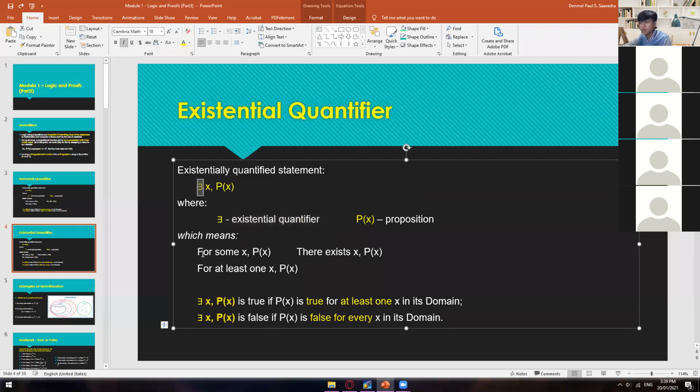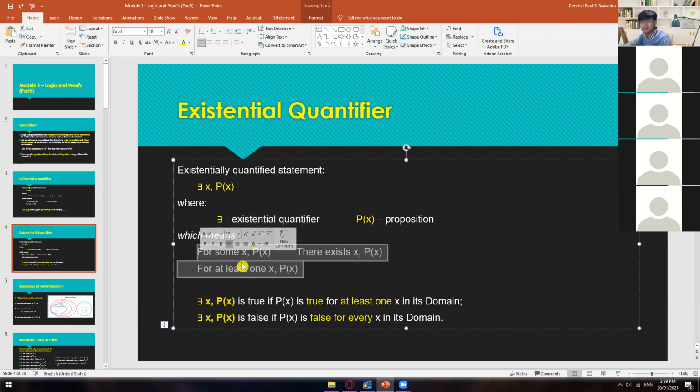So you can read this one as for some X, or for at least one X, or there exists X. All of those three are saying that there should be at least one, or there should be some, or there should be one false or one true on that statement to be called an existential.